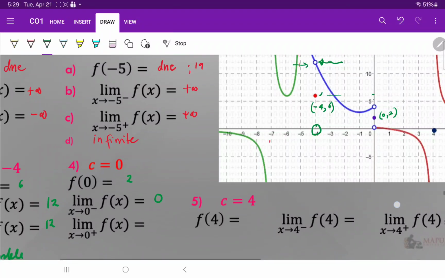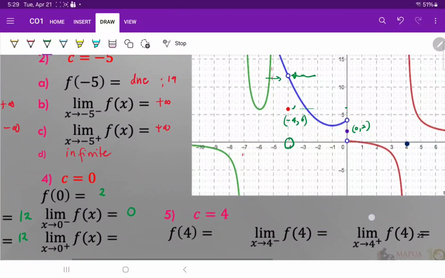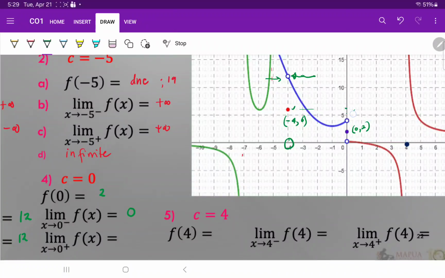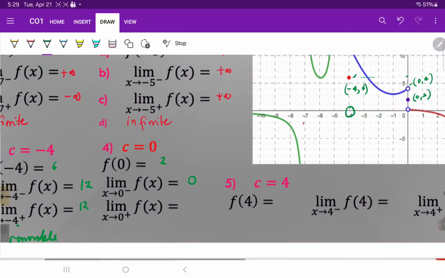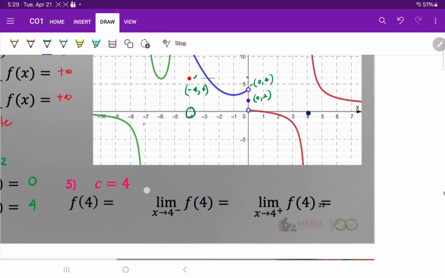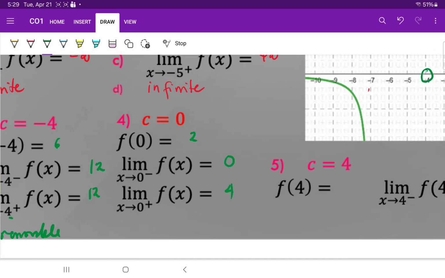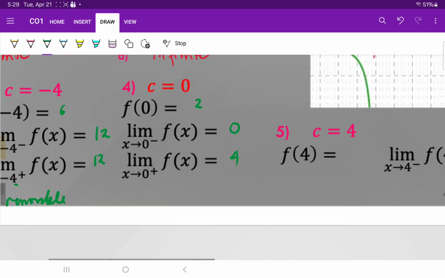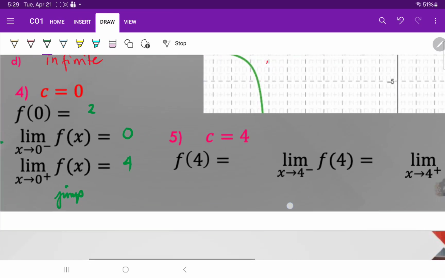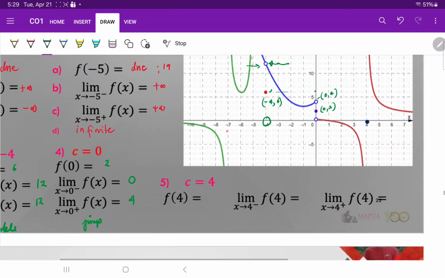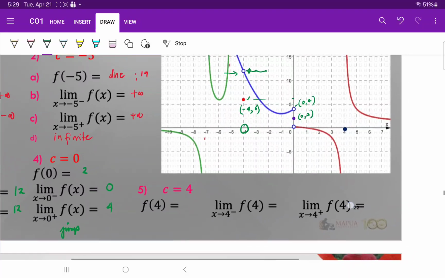What's coming from the left? Let's say it's 4. Let's say this is 0, 4. So coming from the left, it's 4. So we say here that the two-sided limit does not exist, because they are not equal. So we call this what? Jump discontinuity.